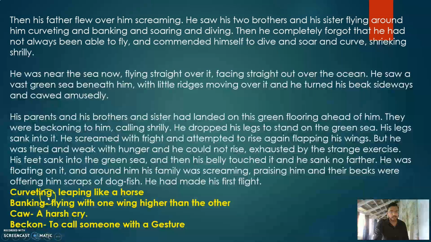Now you see at the end of the page, curveting means leaping like a horse, jumping like a horse. Banking means flying with one wing higher than the other. Like birds do when they twist themselves. So this motion is known as banking. We'll go to that later on. Soaring and diving. Soaring, I've already told you, and diving is a motion of going downward.